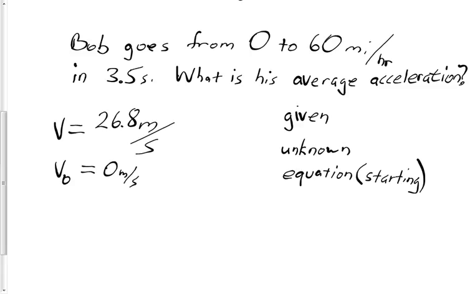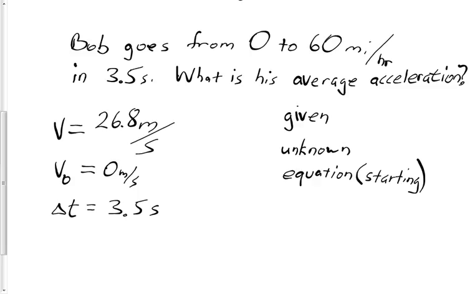0 miles per hour is the same thing as 0 meters per second. We have a time. In fact, we have a change in time that is equal to 3.5 seconds. And these are items that are given to us. We just need to express it. So please write it down, and please write it down vertically. I will show you why in a moment.